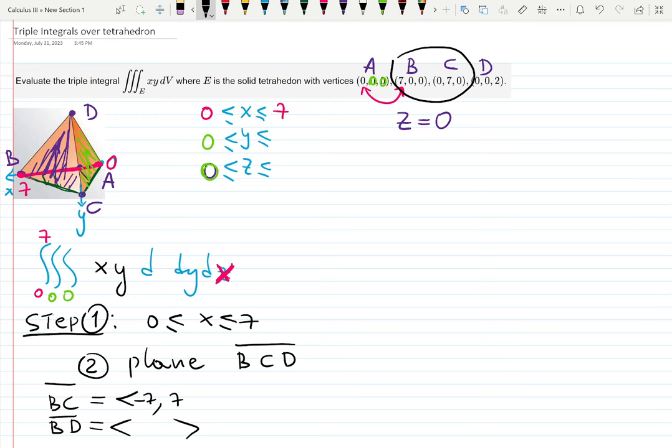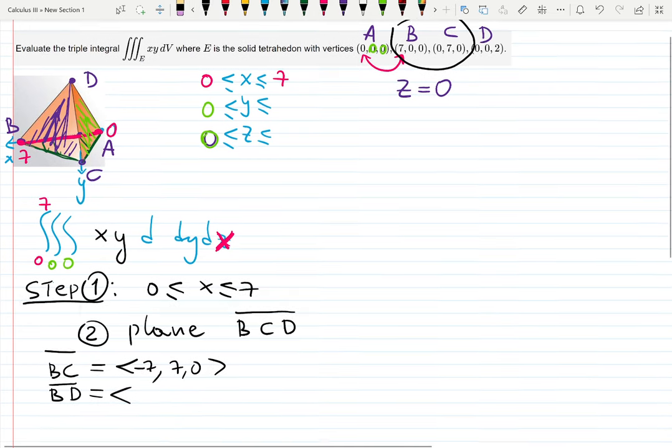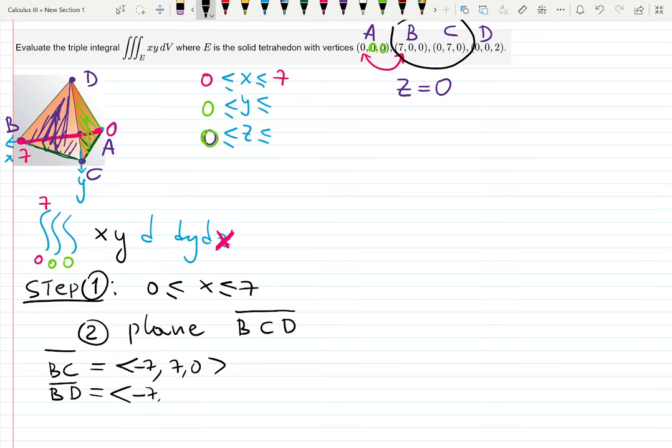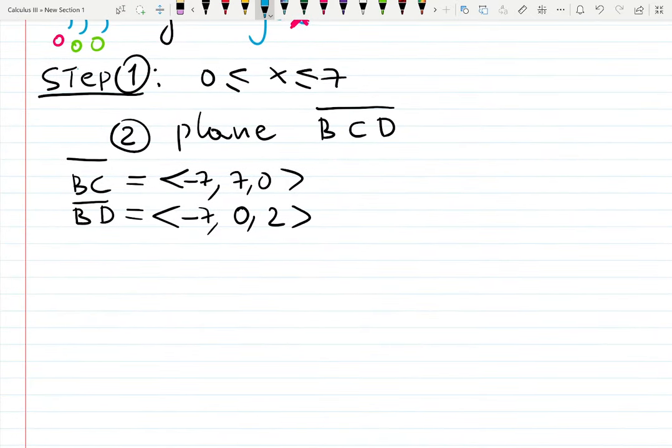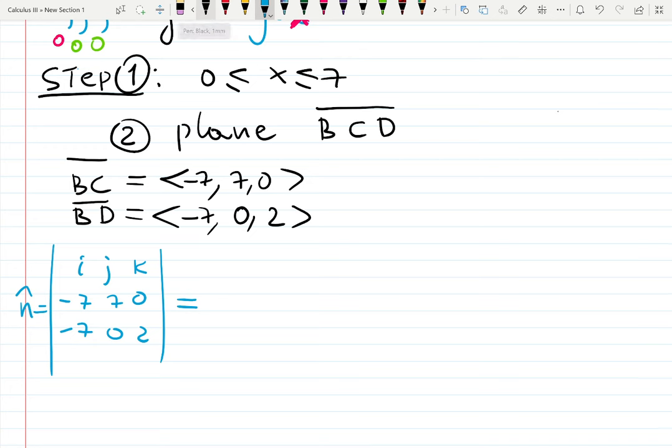7 minus 0 is 7. 0 minus 0 is 0. And then with D, it's going to be 0 minus 7, minus 7. 0 minus 0 is 0. 2 minus 0 is 2, like so. And now you start calculating i, j, k, minus 7, 7, 0, minus 7, 0, 2 determinant to find n, right? And that's gonna go into the equation of the plane through 3 points. And you know what to do.